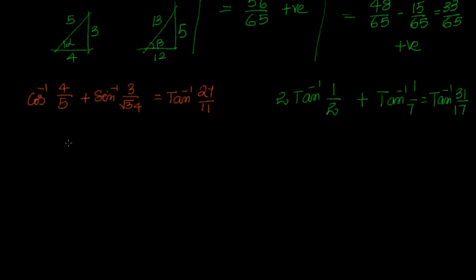We have to prove cos inverse 4 by 5 plus sin inverse 3 by root 34 equal to tan inverse 27 by 11.